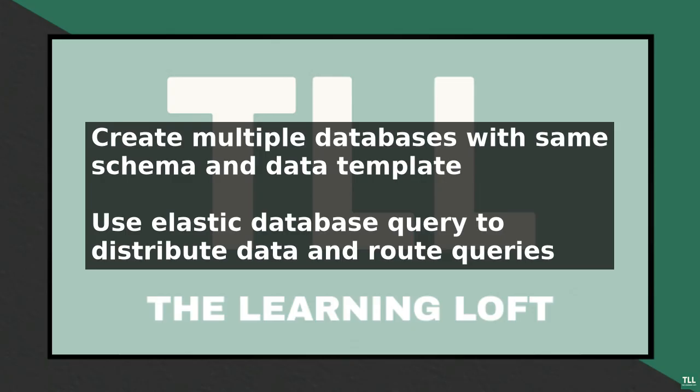Azure SQL Database provides a feature called Elastic Database Query, which allows you to run queries across multiple databases. You can use the Elastic Database Query feature to distribute data across multiple databases and route queries to the correct database. To configure data distribution and routing, you need to create a shard map, which defines how data is distributed across multiple databases. You can use the Azure SQL Database Shard Map Manager to create and manage shard maps.